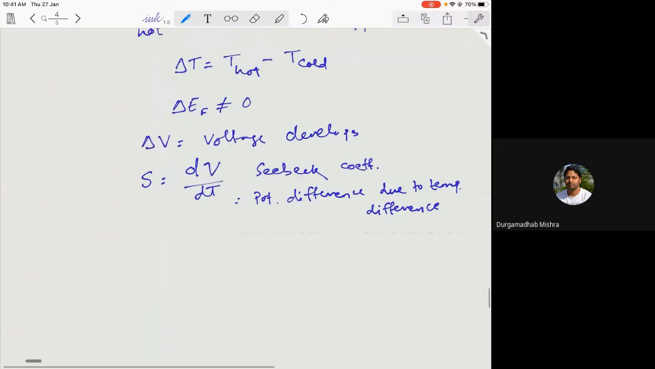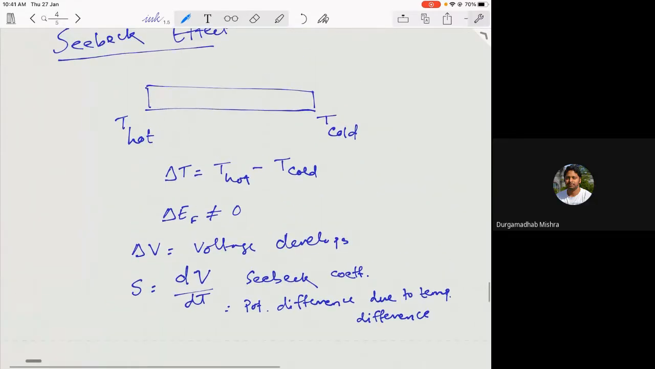So the Seebeck effect is this: if you take a metal and keep one end hot, so that the temperature is high, and the other end cold, at a temperature lower than the other side, then you develop a temperature gradient, right?